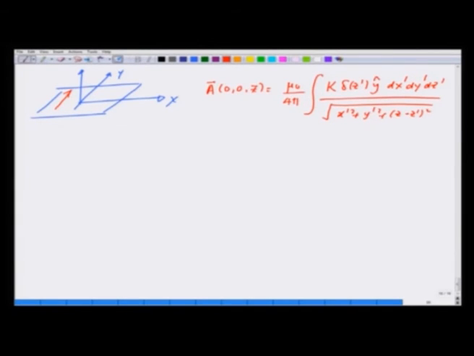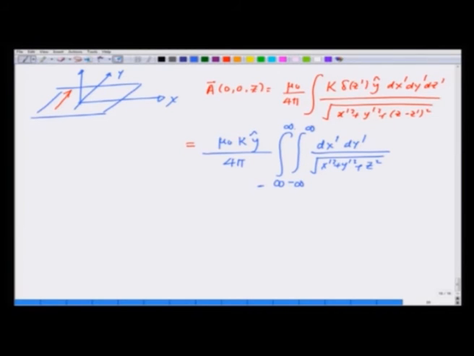Now, the integral over z prime, because of the delta z prime, gives me z prime equals 0, and therefore this becomes equal to mu naught k, the y direction comes out since it is a fixed direction, over 4 pi integral of dx prime dy prime over the square root of x prime square plus y prime square plus z square, both x and y going from minus infinity to plus infinity. I can make this integral very easy if I realize that this actually is an area integral.